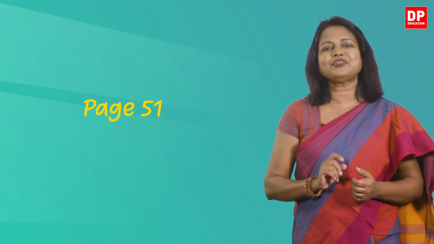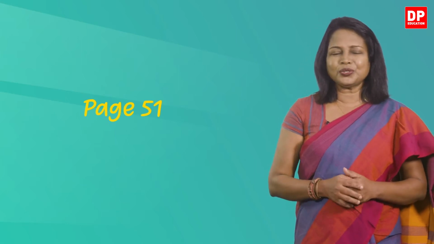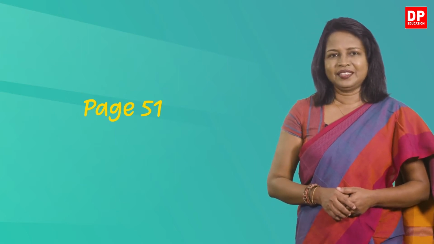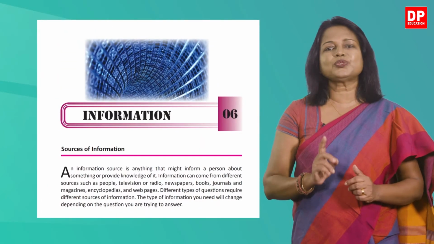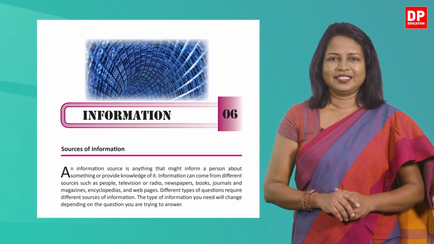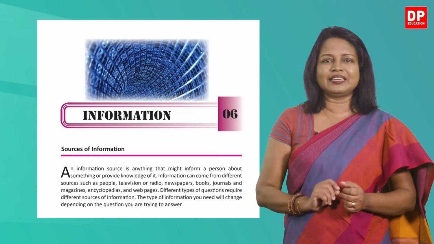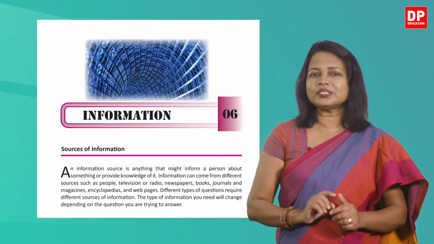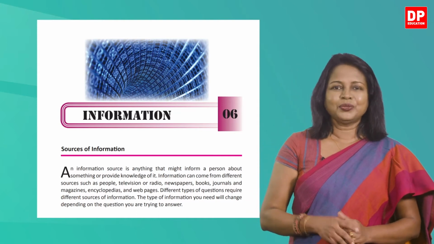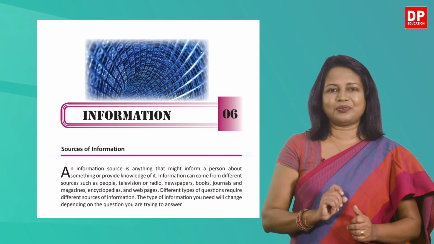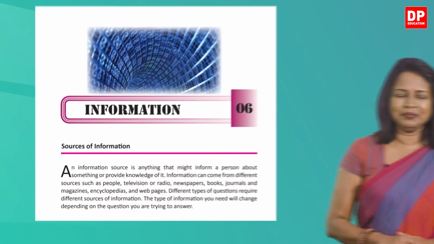Children, I'm going to start the lesson with the reading text on page 51 of your textbook. It is about sources of information. Look at this introductory paragraph. It's about different sources of information. Can you read it very quickly and list down different sources of information mentioned in it? Okay, you can pause the video and do it now, but don't take a very long time.